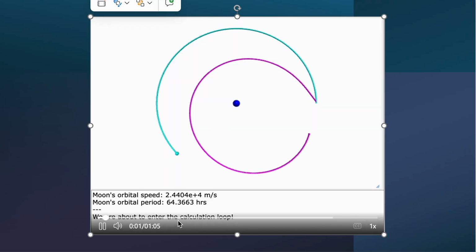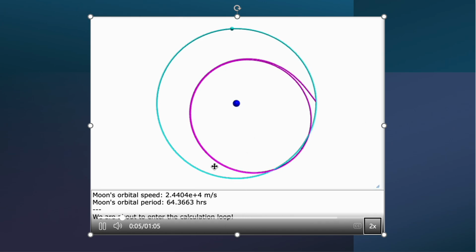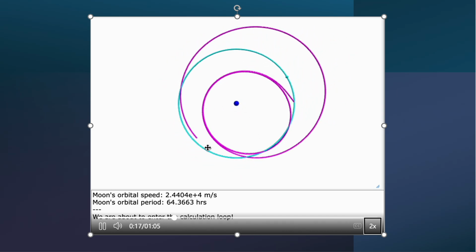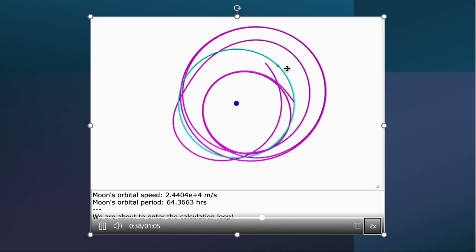So as you can see here, I could speed this up actually. In cyan, that is our moon orbiting the planet in blue, and magenta is our spaceship. Right now it is just orbiting the planet, not the moon, until here, boom, right there. Now it is orbiting both systems, just like that. So it's pretty cool.